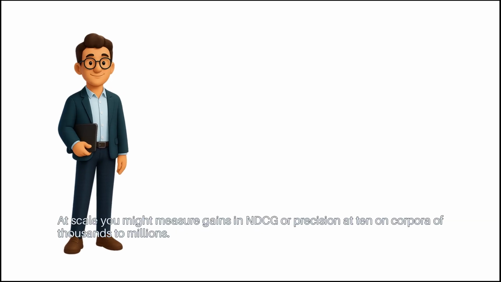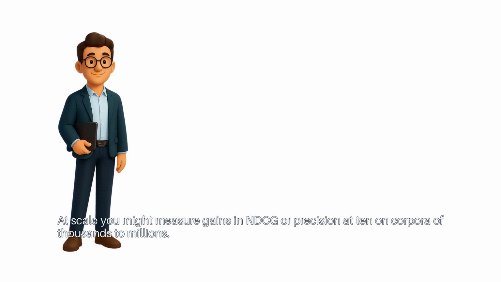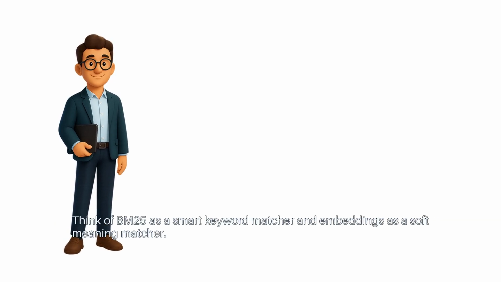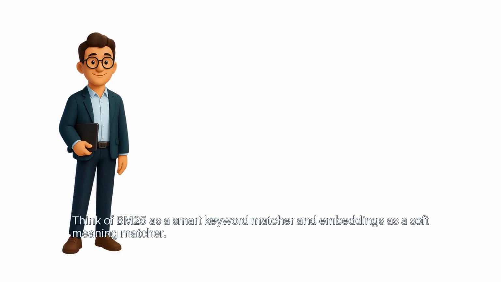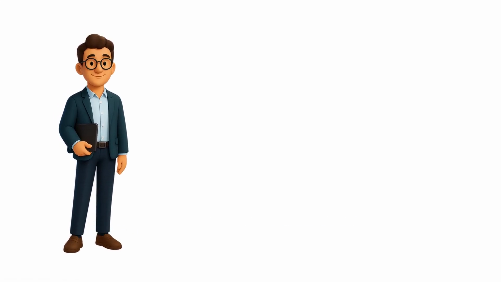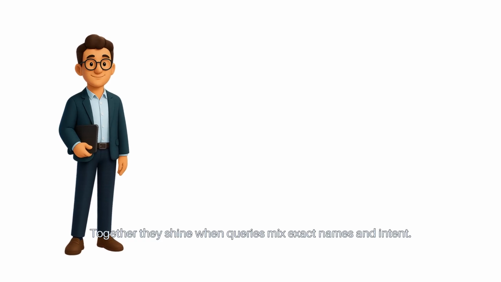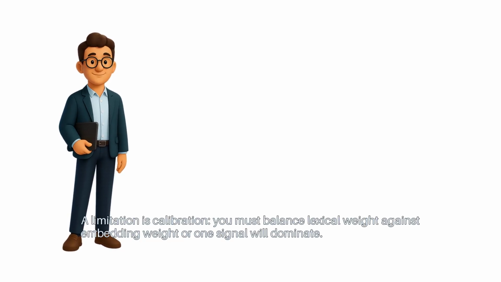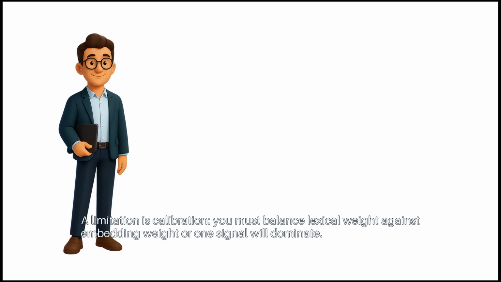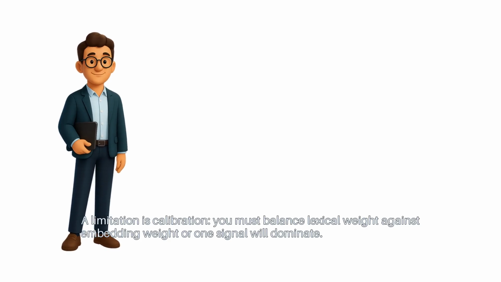At scale, you might measure gains in NDCG or precision at 10 on corpora of thousands to millions. Think of BM25 as a smart keyword matcher and embeddings as a soft meaning matcher. Together they shine when queries mix exact names and intent. A limitation is calibration. You must balance lexical weight against embedding weight, where one signal will dominate.